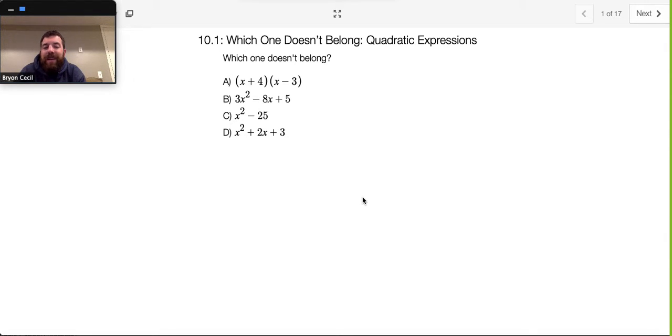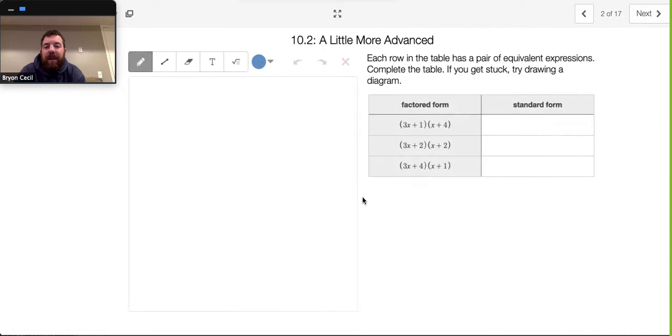And then, of course, there is D. And what do you say about D? It's the only one that has an A, B, and C that's in standard form. And, guys, it's the only one that can't be factored. There's no factors of 3 to add up to 2. So that's the only one that's not going to be able to be factored.